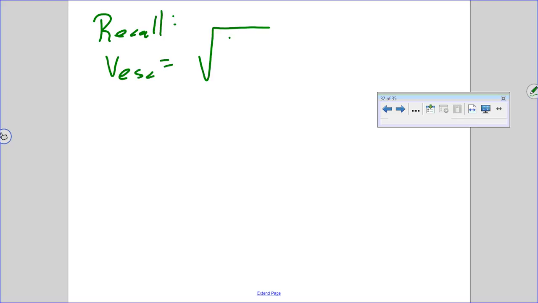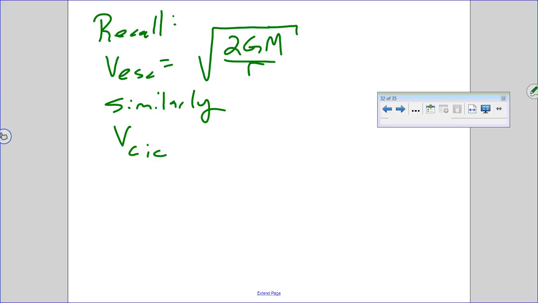That is worth making a page of. Recall from yesterday, we learned that the escape velocity of an object was this. Does that look familiar from yesterday? Similarly, this is often called v circ. Oops, that is not how you spell circ.